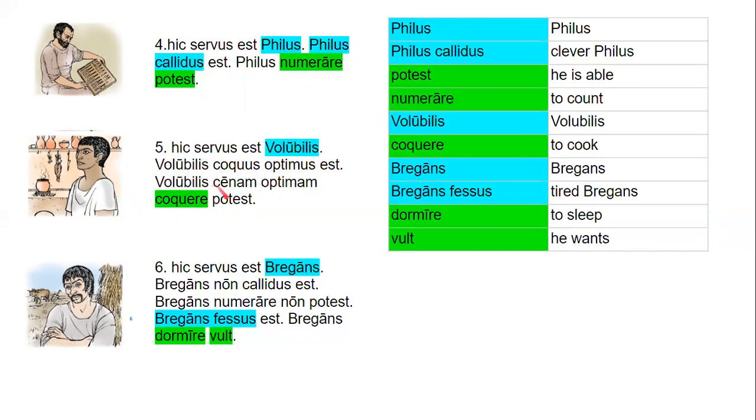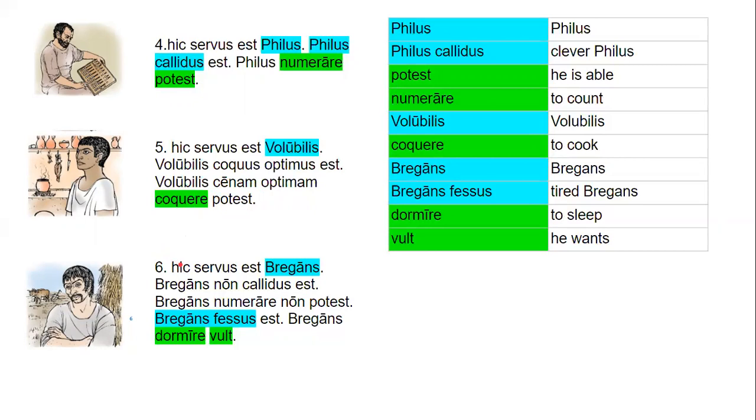So we'll see. Volubilis is able to cook very good, or the best dinner. Right? So what we have here is our main verb. Volubilis is the subject. Our main verb is potest. Coquere, to cook, is the infinitive that goes off of potest, and the direct object of that infinitive is canem optimum, so the best dinner. All right, and here we go.